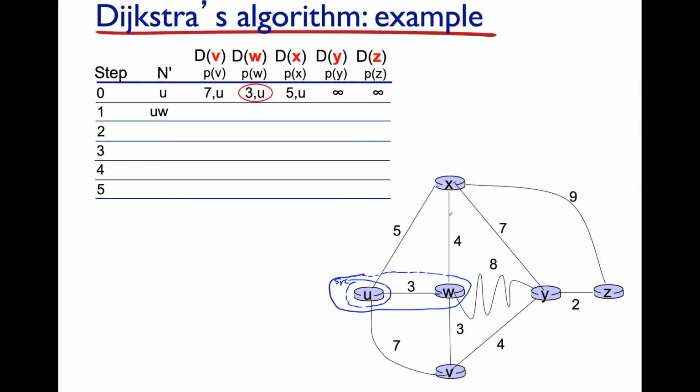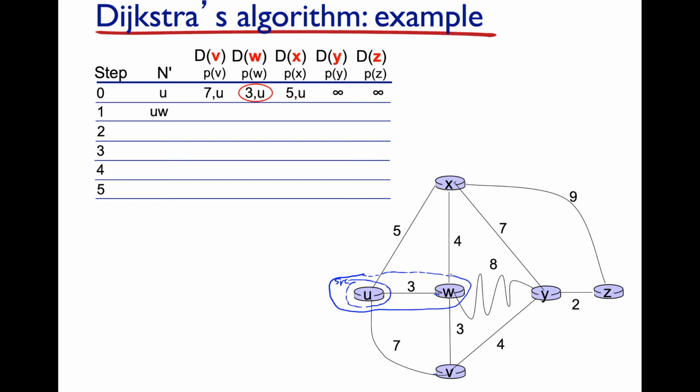X, if I look at X, well, if I go through W from X to get to U, that's a cost of 4 plus 3 is 7. Whereas before, to get to X, that was a cost of 5. That's a cheaper cost, so I'm not going to do that update. I'm going to keep that direct link, that predecessor, to get from X to U.